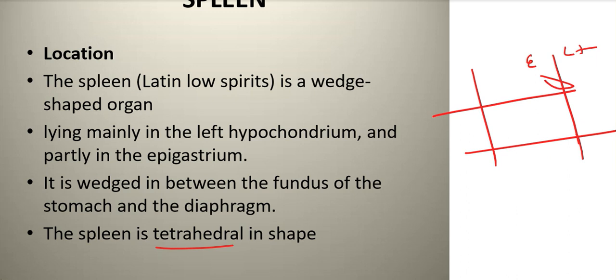The shape of the spleen is tetrahedral and wedge-shaped, and its situation is between the stomach and the diaphragm. This is the diaphragm and this is part of the stomach. So between the diaphragm and the stomach, this is situated as the spleen. This is the spleen.